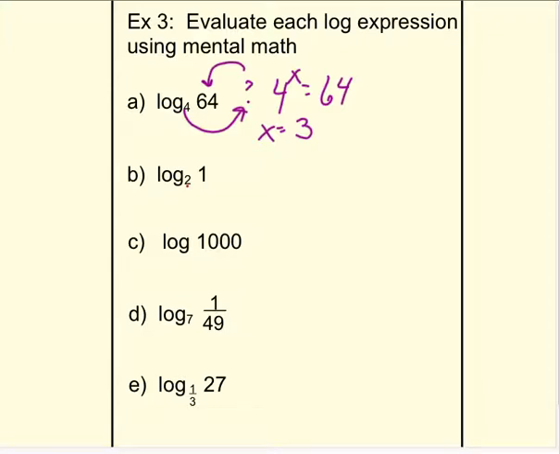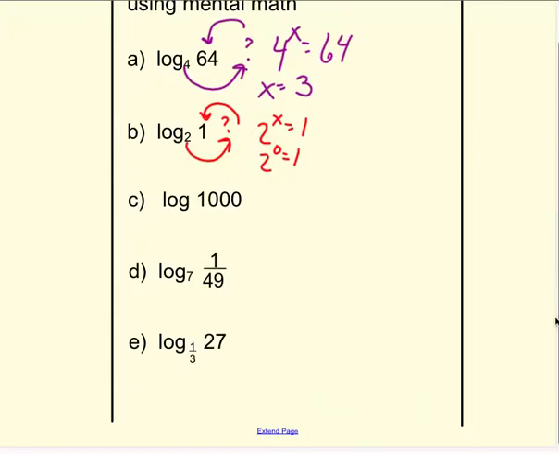Looking at B, 2 to what power equals 1? 2 to the 0 power equals 1. So log base 2 of 1 equals 0. Next example, it's the common log. We don't see a base, but we know that it's 10. 10 to what power equals 1,000? And that is 3. So log of 1,000 equals 3. You don't say the base with the common log, it's just assumed.